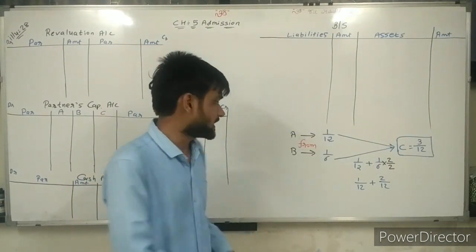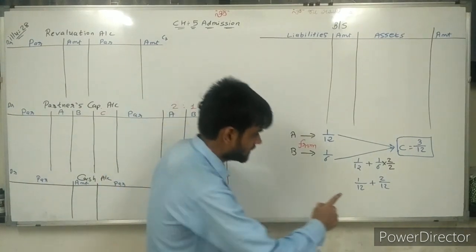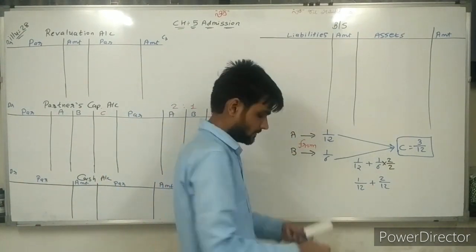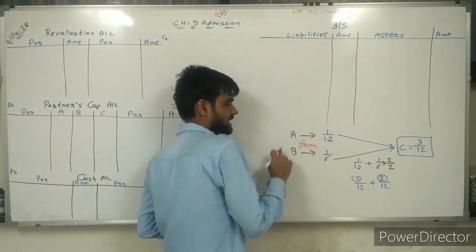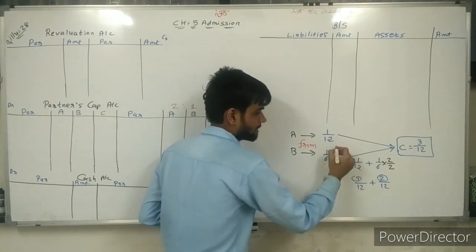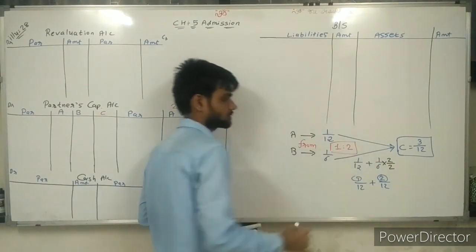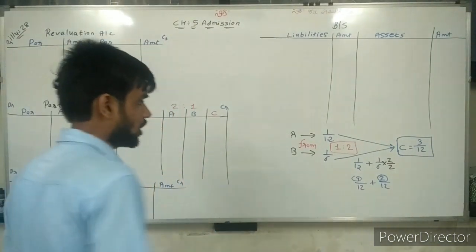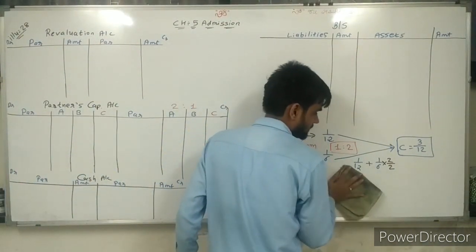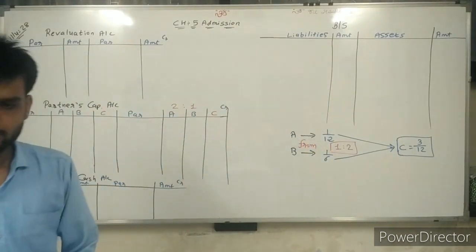Now what is the sacrifice made by these two? What is the sacrifice ratio? Sir, here 12, here 12, same, then the sacrifice ratio is 1:2. So I can say the sacrifice of A and B is 1:2. This is the sacrifice of A and B. Now I am clearing the board. Simple.